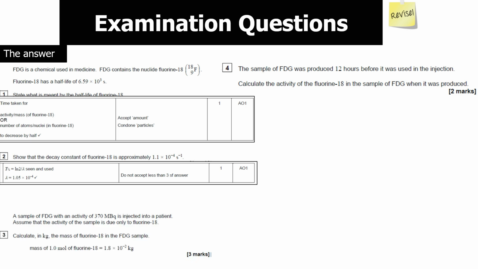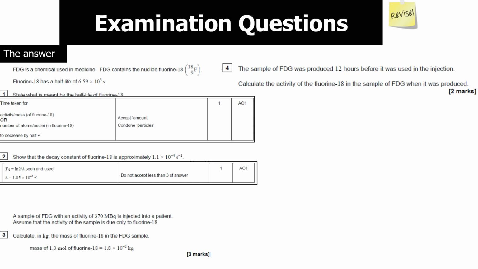Avogadro's constant. You know that the mass of 1 mole of fluorine is 1.8 times 10 to the minus 2 kilograms. If you know how many particles there are, you can then work out how many moles you've got by dividing that value by Avogadro's constant, because it is how many particles are in 1 mole.